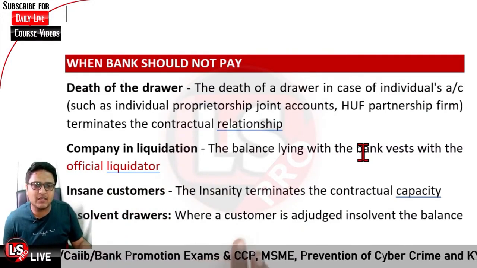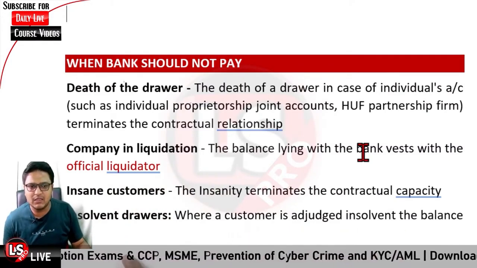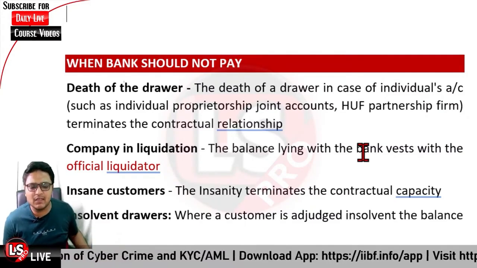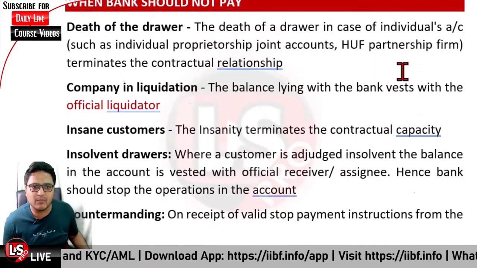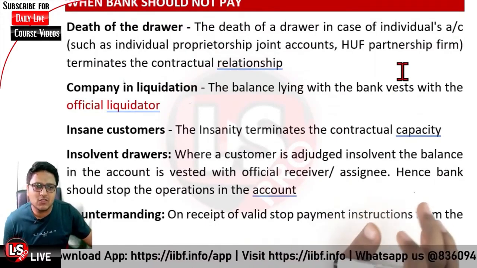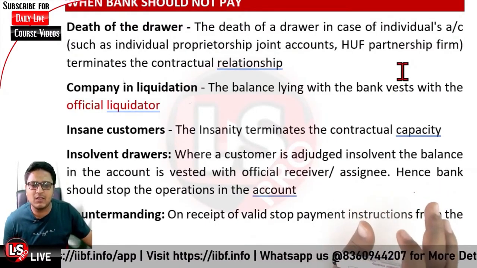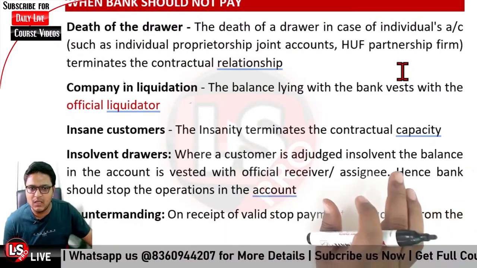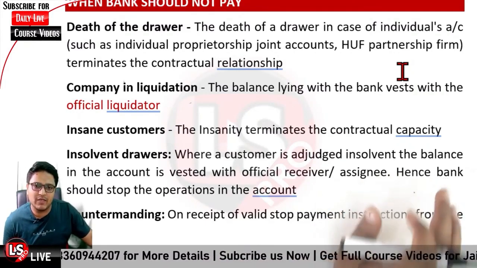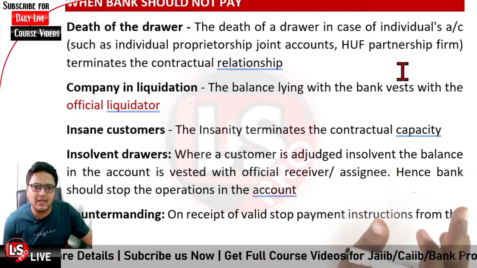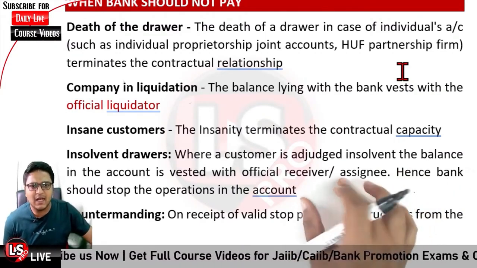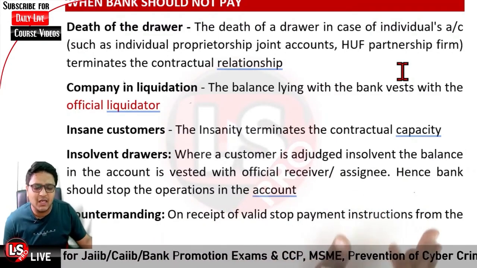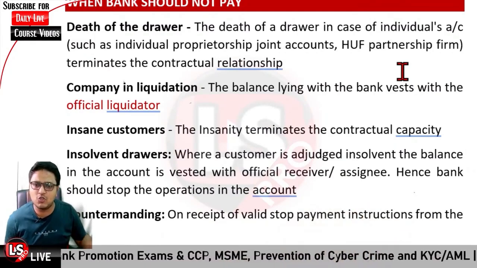Okay. Same goes for the insane customer. Insanity terminates the contractual capacity. And further, if it is a case of an insolvent drawer, where the customer is adjudged insolvent, the balance in the account is vested with the official receiver or assignee, and the bank should stop the operations in the account. When I say adjudged insolvent, it means a court order regarding the same has been received, and the account balance, assets and liabilities are now vested with the official receiver or assignee. In that case, the account operations should be stopped.